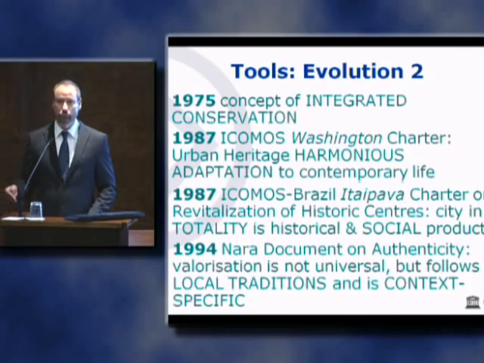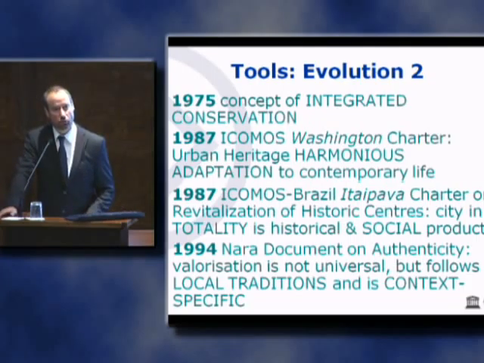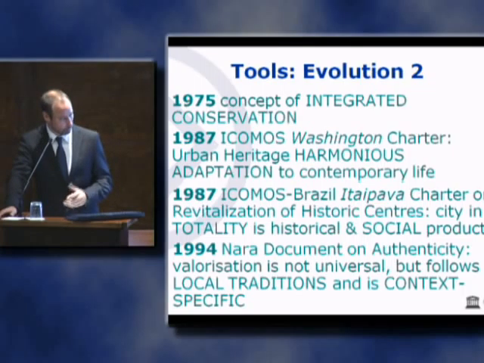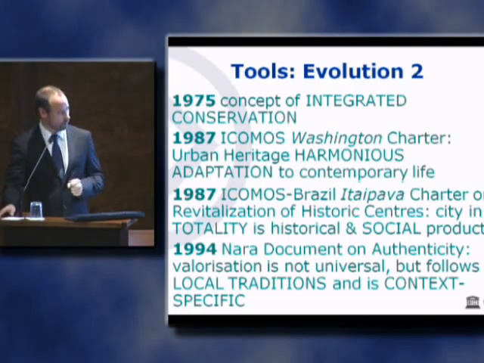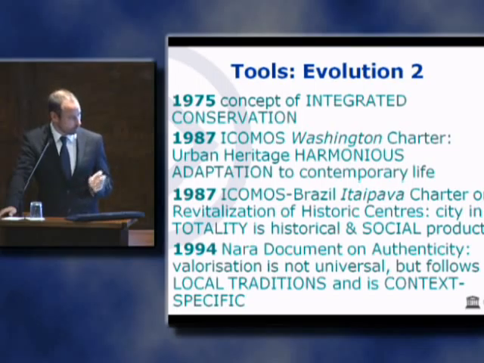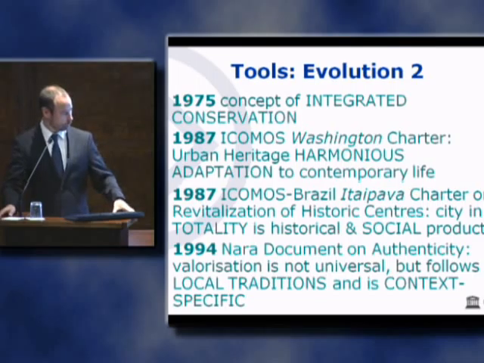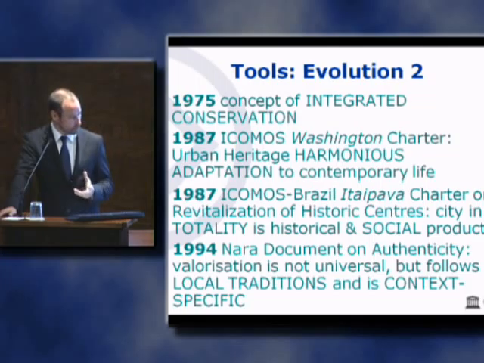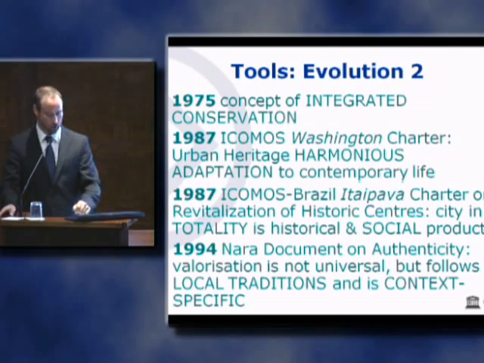Now, since then, the international community has engaged in many, many discussions and meetings, many charters and special declarations involving practically all types of cultural heritage, and various aspects of cultural heritage have been elaborated. I would like to mention the 1987 ICOMOS Washington Charter dealing with urban heritage and the harmonious adaptation to contemporary life. There are several regional charters by national chapters of ICOMOS, one in Brazil, the Itaipava Charter on the revitalization of historic centers. The 1994 Nara document on authenticity. Valorization is not universal, but follows local traditions and is context-specific. In the context of our discussion on the protection and conservation of 20th century architectural heritage, I will come back to the Nara document.